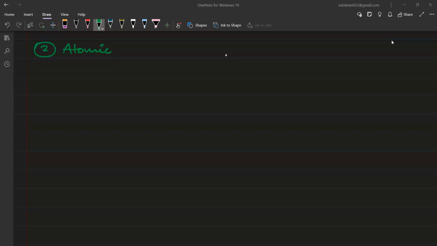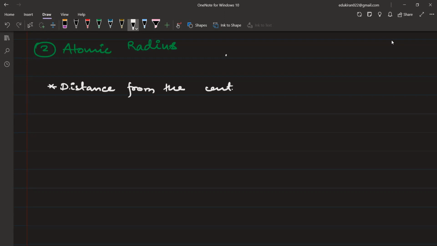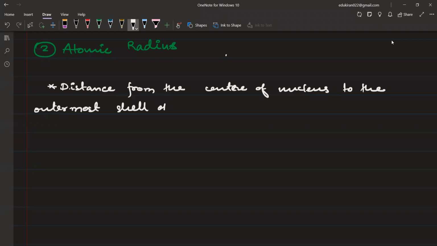So right, next, atomic radius. You will see why the noble gases, in one period, have the largest size, right? So why is that? You will write next after atomic radius: distance from the center of the nucleus to the outermost shell of electron.